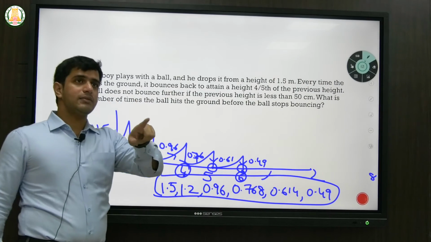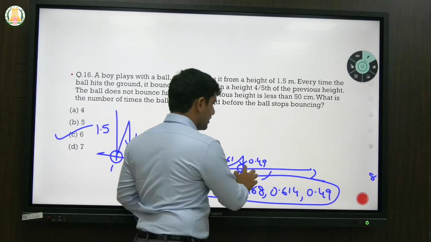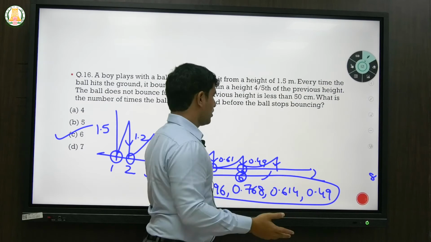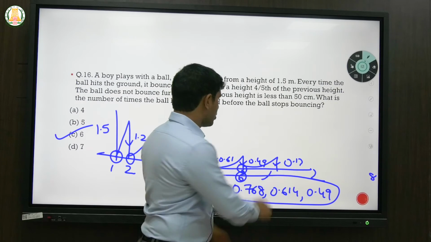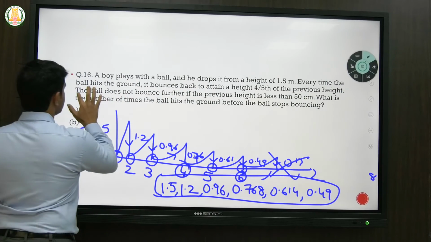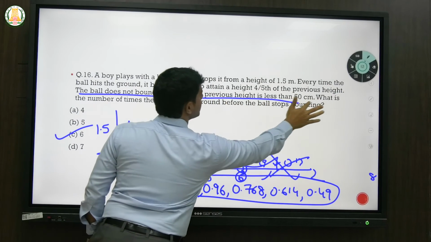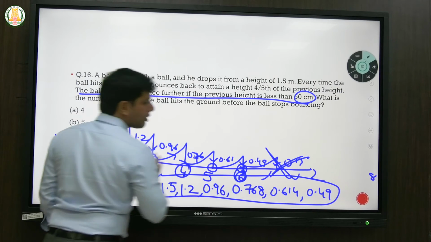You might as well calculate 0.8 times 0.49 and get some other height, maybe somewhat 0.12 or something. But you should not do this. The trick lies in not going further, because there is a statement saying the ball does not bounce if the previous height is less than 50 centimeters. So you just have to stop here.